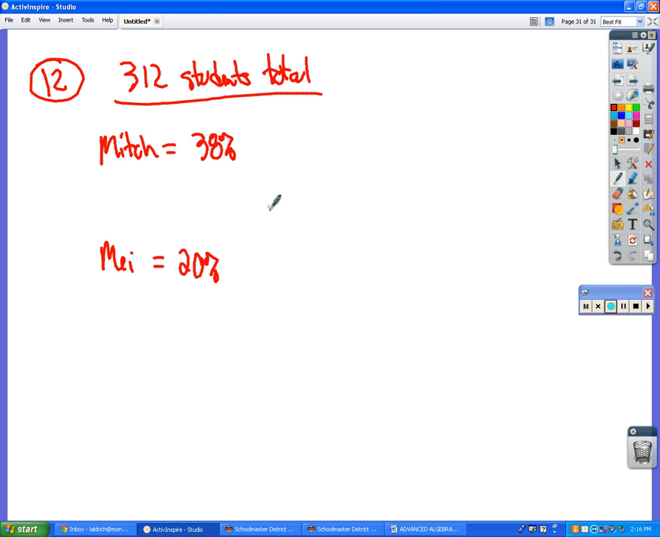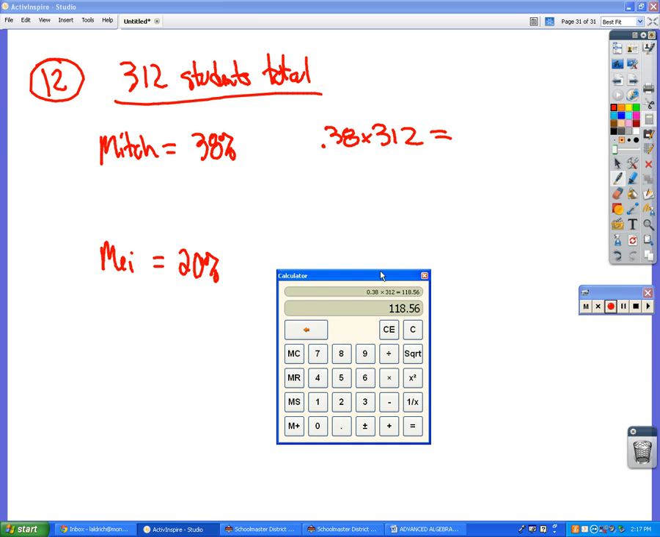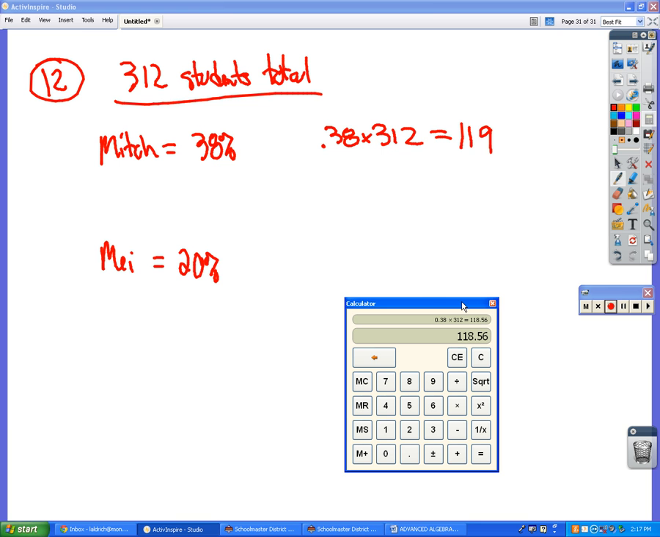How do I do that? You multiply them together, but instead of multiplying by 38, I'm going to multiply by 0.38. So I go 0.38 times 312, and when I do that, that means there were a total of, I'm going to round up to 119 votes for Mitch. And then the way I find how many people voted for May is 0.20 times 312. Yep, because they want to know how many more. So did you round that up to 63 or something? Or did you not round the other one?